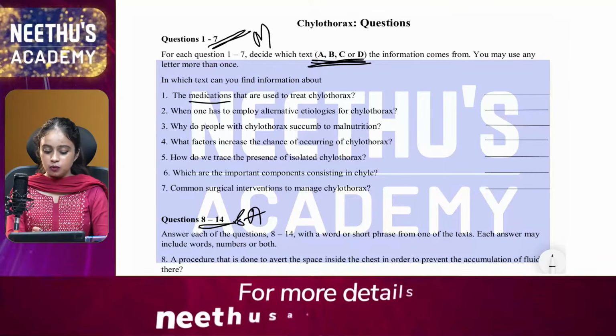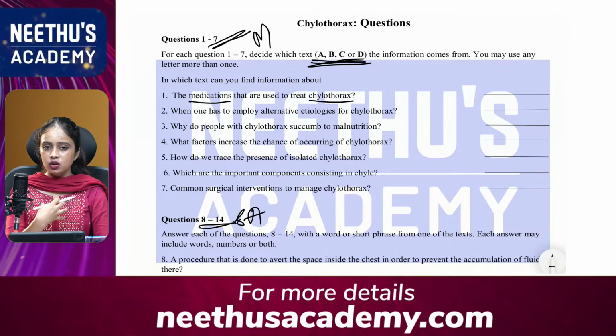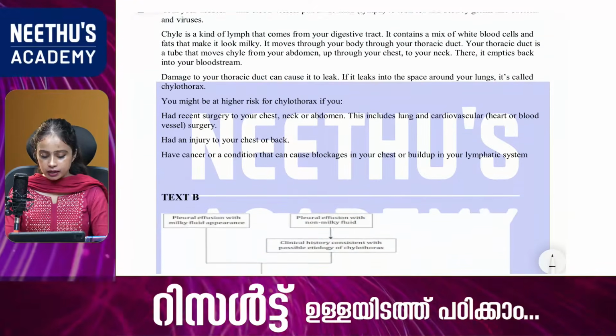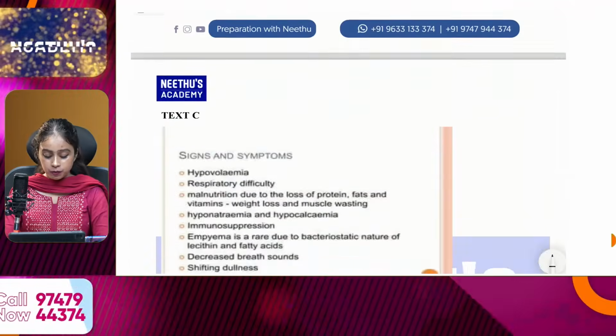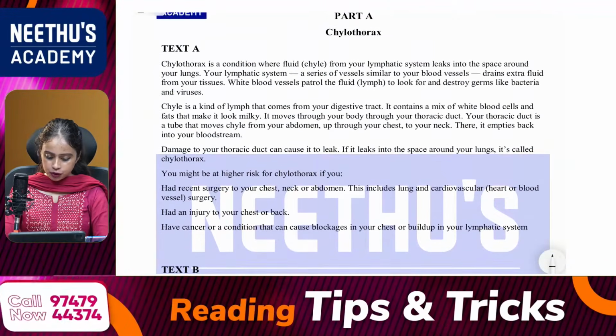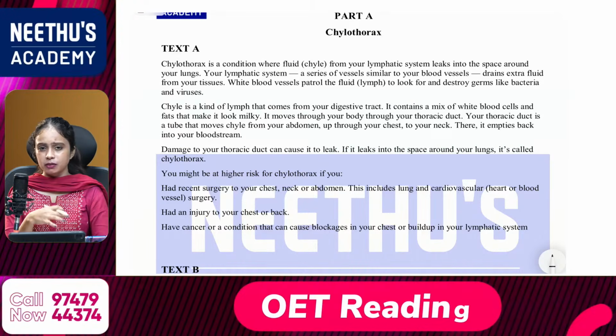Medications mentioned in which texts? So we are going to locate those answers. I hope you have fast read each of the texts. Now we are moving to the question answers. I'll move through each of the texts, and we will mark some keywords.